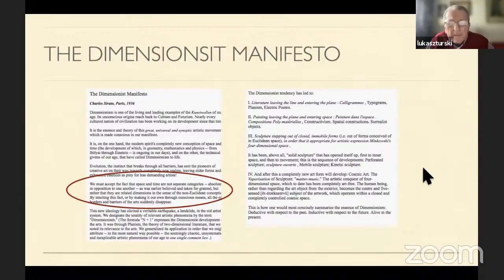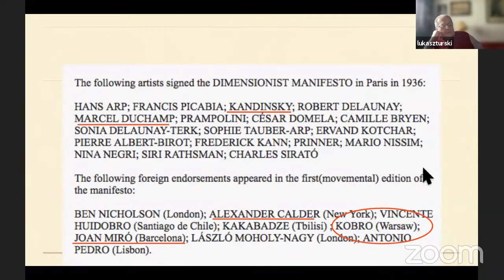But what I'm interested in by showing you the list of the artists who signed the Dimensionist Manifesto, and many of them, I have underlined names we either already encountered, like Marcel Duchamp, or the names which we'll be talking about after this break of next week, like Kandinsky. And I'm also interested in what is written here.